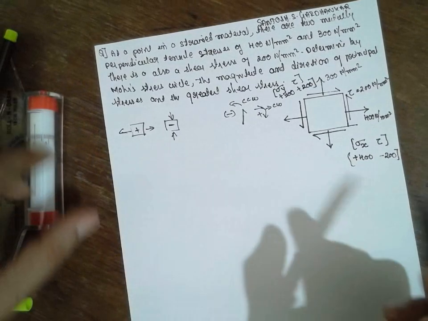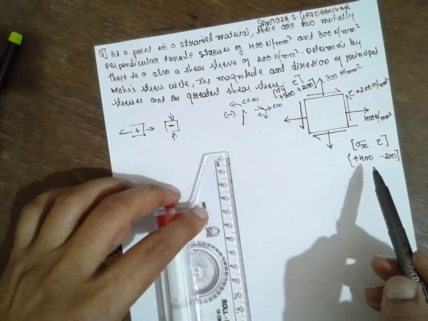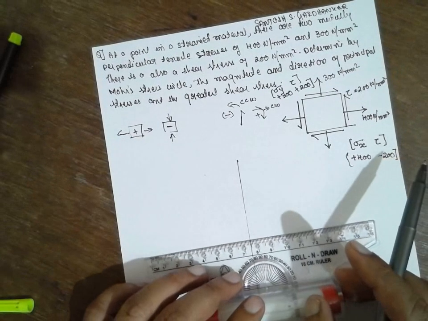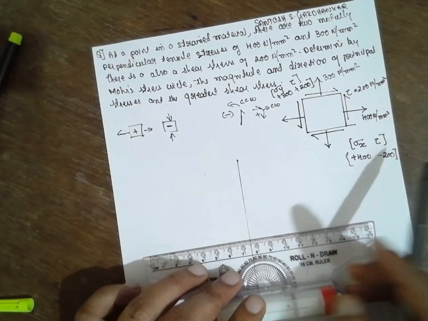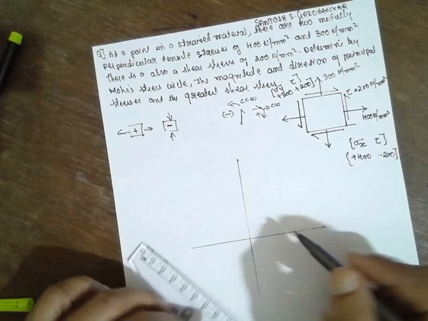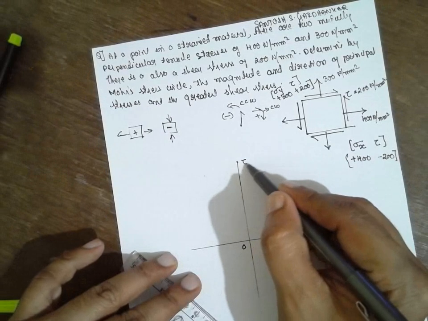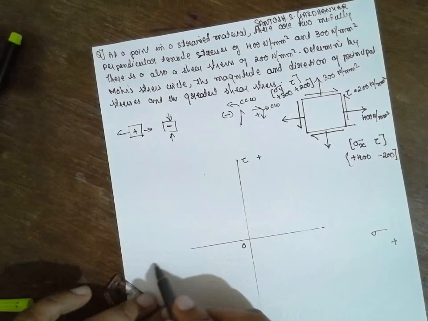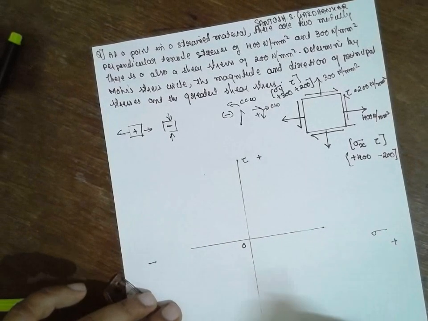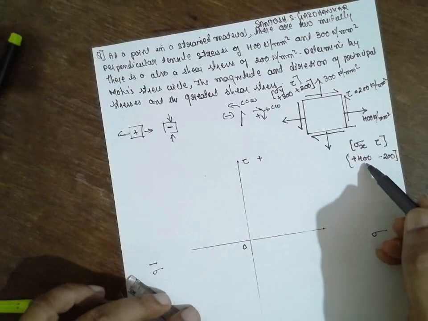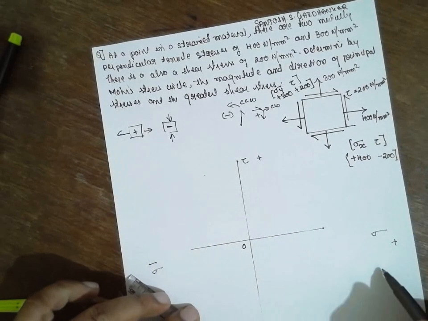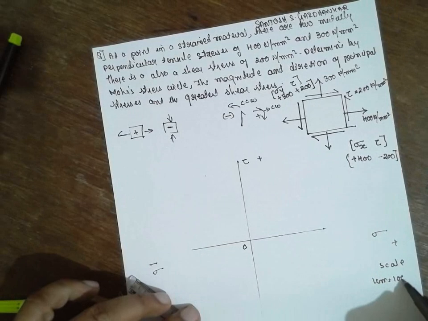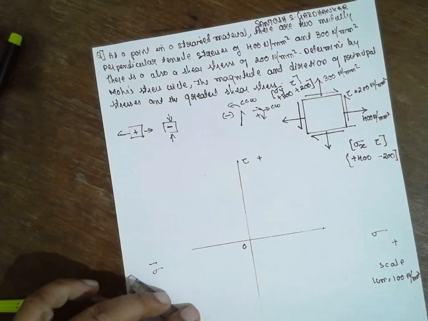Now next portion, just draw as per the scale. This is zero, this is shear stress, this is stress sigma, positive, negative. Now I have to consider a scale here. Scale: 1 centimeter is 100 Newton per mm square. I have considered the scale here.